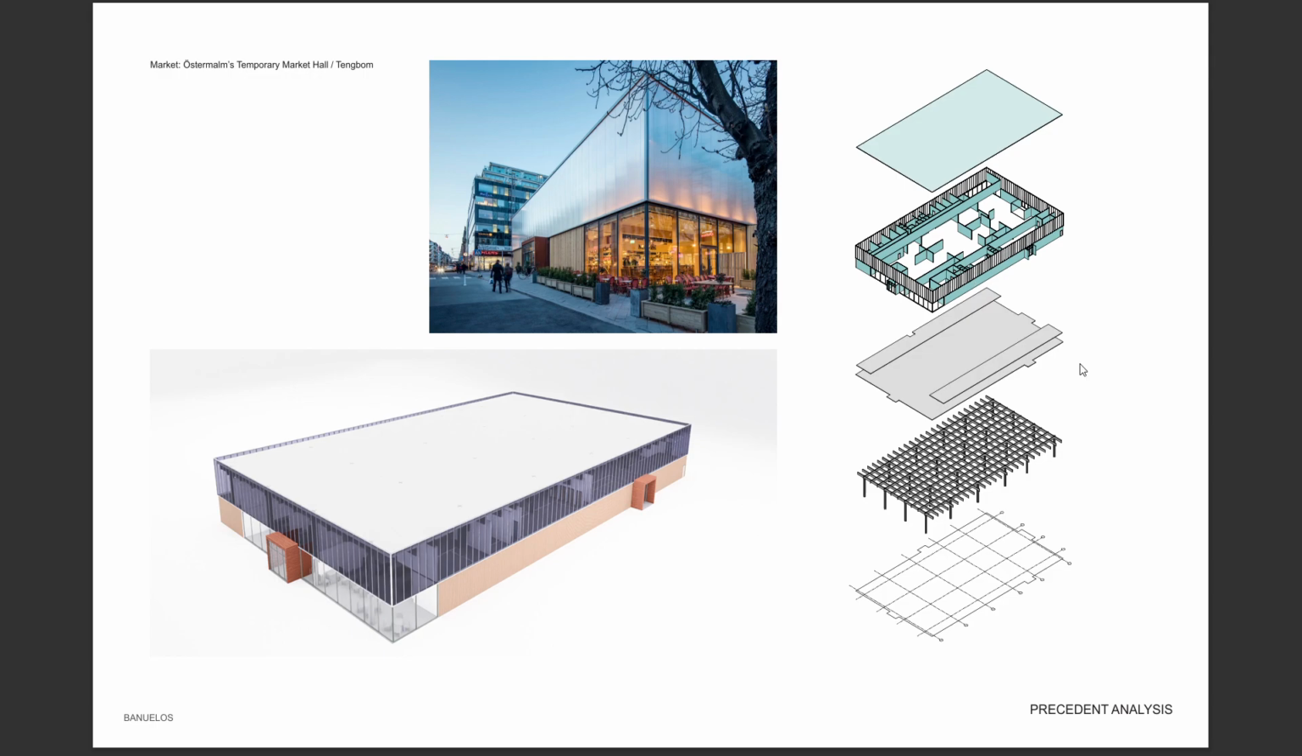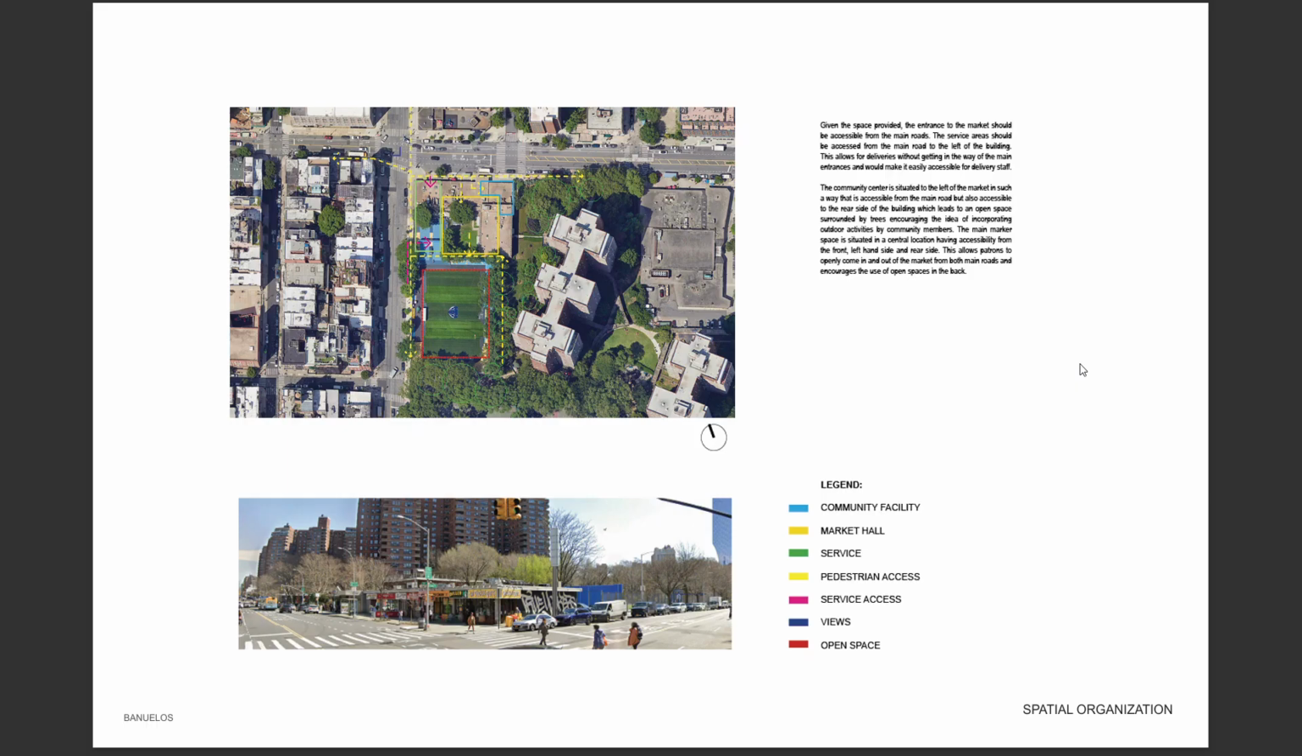Going back to my project, so this is a spatial organization slide. Here we kind of see the site plan. And this is what I propose. We have a market right here in yellow, and then we have this community facility to the side in blue, and then we have this service wing to the other side, purposely located next to the street, making it easier for deliveries to happen efficiently and quickly.